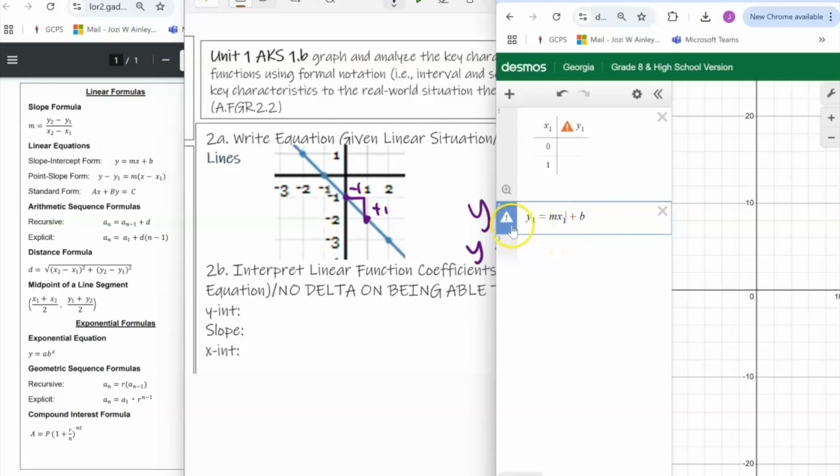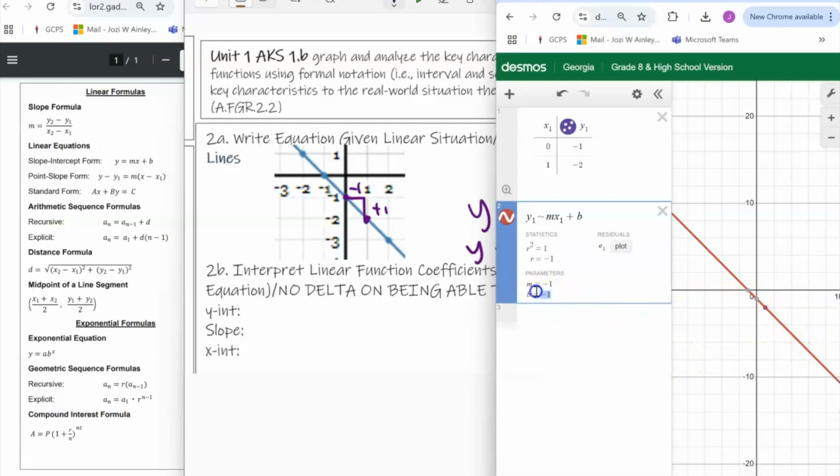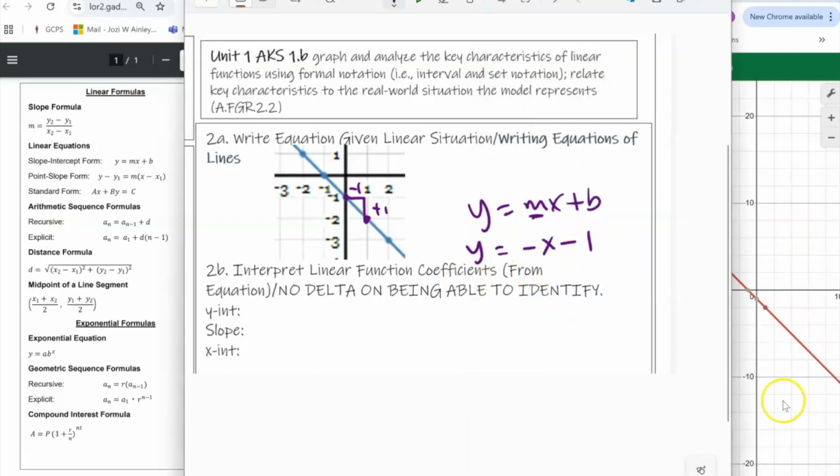But there's still an error, and that is for some reason, Desmos does not like this equals sign. It prefers you to put this squiggly line, which can be found by finding A, B, C, and then on the very bottom, the squiggly line. As soon as that happens, you can see it comes up, and look at that. It's giving me my y-intercept, which is -1, and my slope, which is -1 as well.